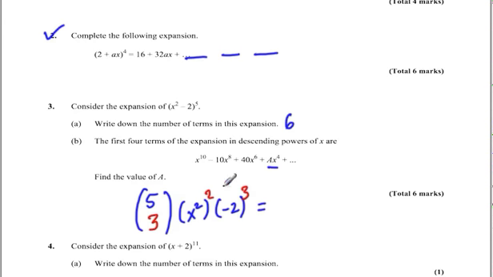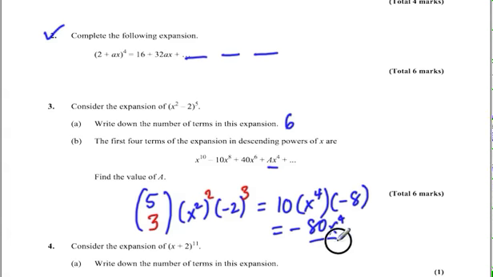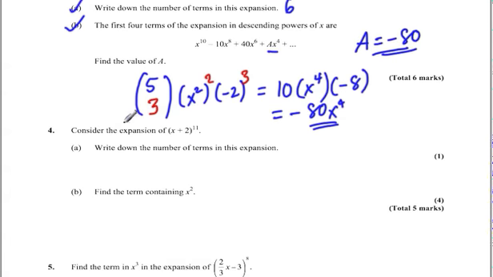So 5 choose 3, I believe that's 10. 0, 5, 10, yes. So 5 choose 3 is 10. And this is x to the power of 4. And this is negative 2 to the power of 3, so that's negative 8. So in other words, this is equal to negative 80x to the power of 4. And that's our solution. So that's the value of a, and we have 6 terms there. Oh, sorry, so the value of a, so a is therefore equal to negative 80. And that's our value. Okay, so let's move on to number 4.